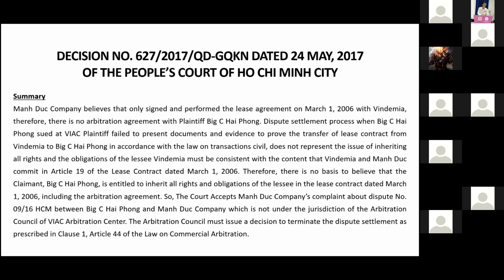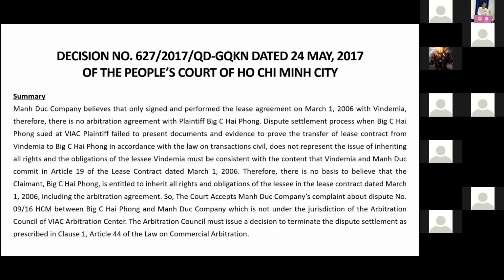In accordance with the law on civil jurisdiction, it does not represent the issues of inherent rights and obligations of the lease. Vindomio must be consistent with the content that Vindomio and Dip committed in Article 19 of the lease contract dated March 1, 2006. Therefore, there is no basis to believe that the claimant VC Haiphong is entitled to inherit the rights and obligations of the lease in the lease contract dated March 1, 2006, including the arbitration agreement.